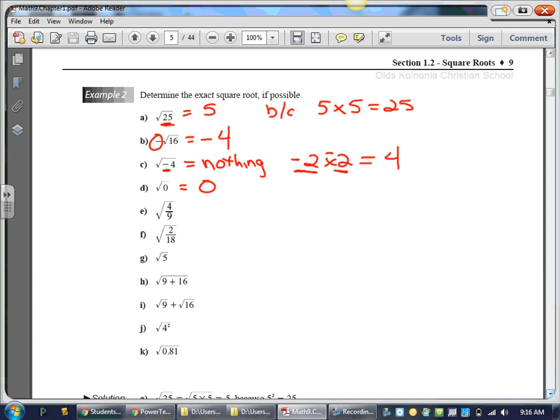Okay, what's the square root of 0? 0. 0 is different than nothing. Okay? Be sure you know that. 0 is not the same thing as nothing. 0 is a number. It's actually a whole number. Nothing means it doesn't even exist at all. Okay? Nothing is not the same as 0.